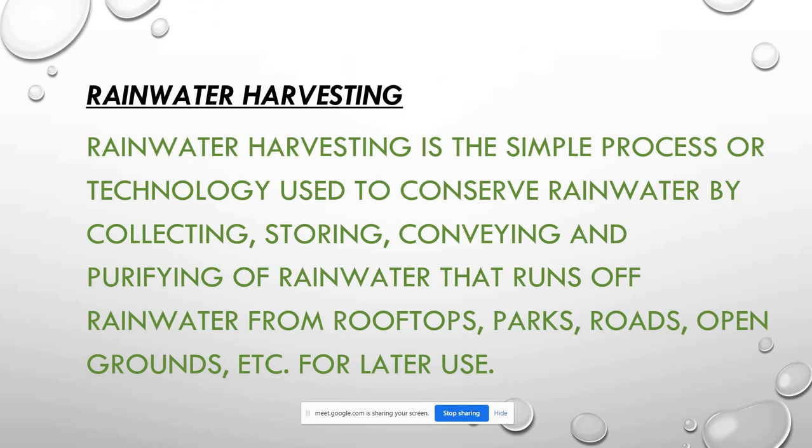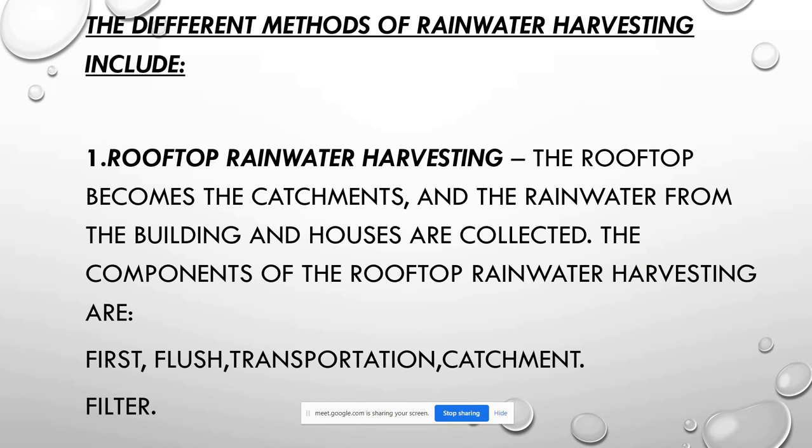Now, what is rainwater harvesting? It is a simple process and technology used to conserve rainwater by a simple method for its later use. The different methods of rainwater harvesting include rooftop rainwater harvesting and surface runoff harvesting. Rooftop rainwater harvesting includes catchment, first flush, transportation, filter, etc. And surface runoff harvesting collects rainwater from the roadside through drainage and it goes into the aquifer.